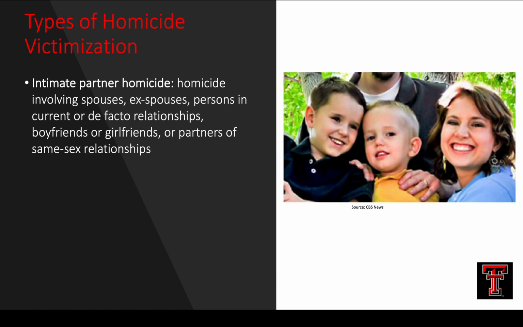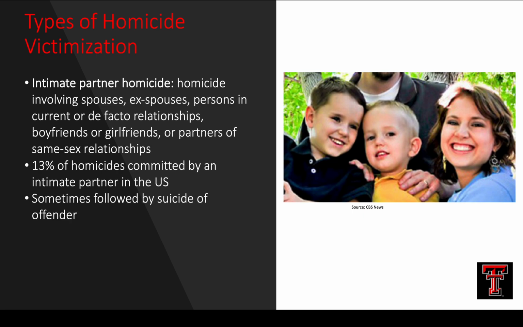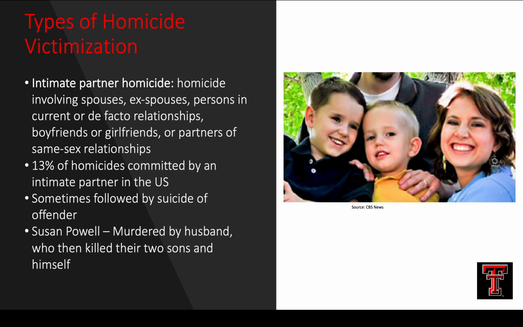Okay, so intimate partner homicide. This is a type of homicide that is more common. This involves spouses, ex-spouses, people in relationships, or partners of same-sex relationships. So about 13% of homicides were committed by an intimate partner. This is sometimes followed by the suicide of the offender as well. So a lot of murder-suicides are with intimate partners.